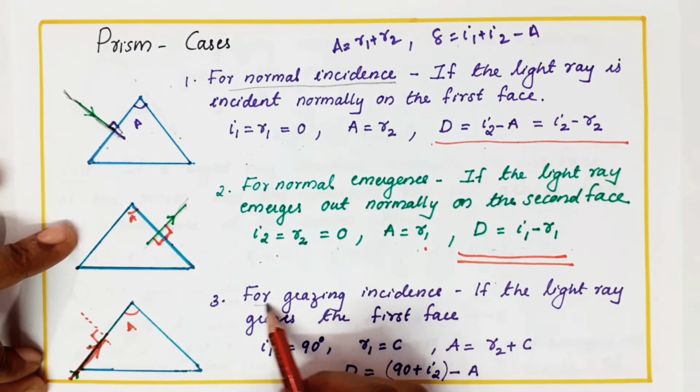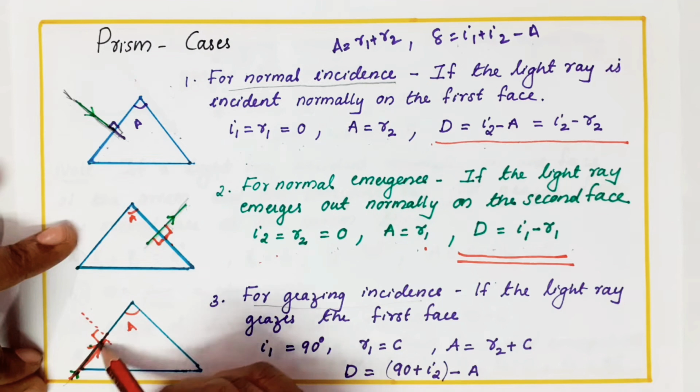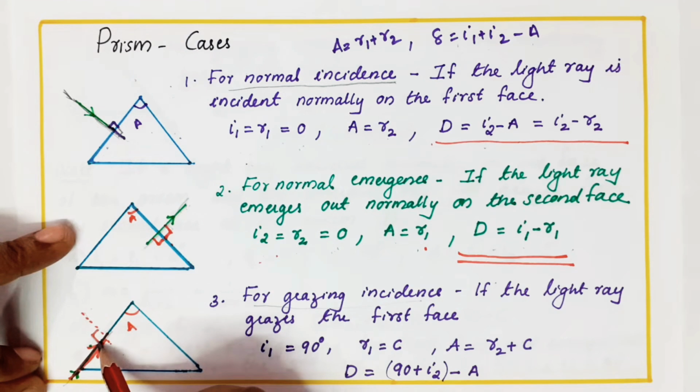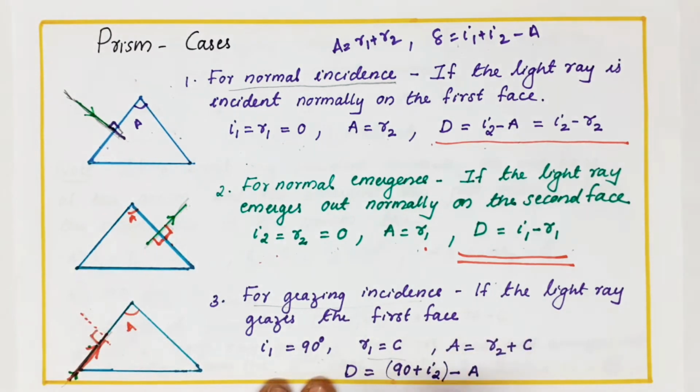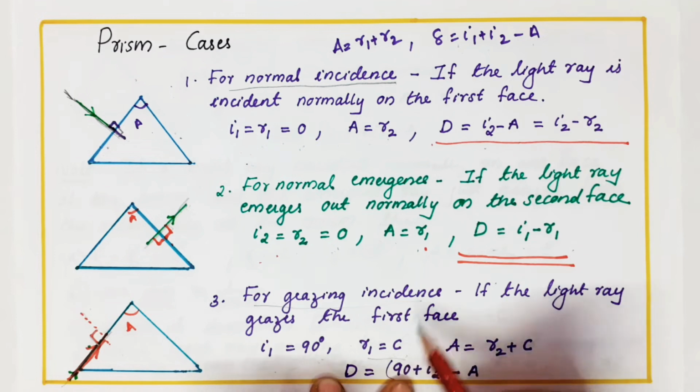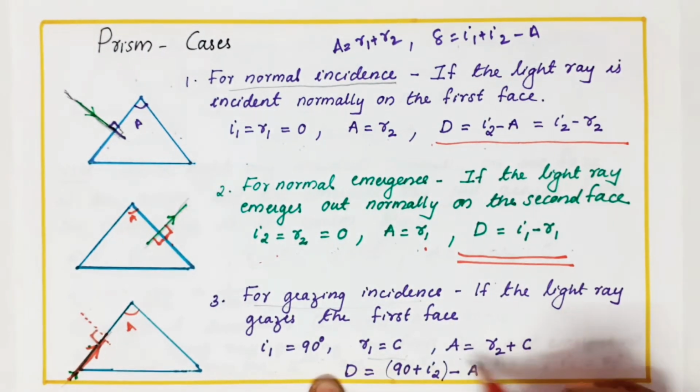Third case is called grazing incidence. It means the light ray is grazing along the surface. If you draw a normal here, the angle of incidence is 90 degrees. If the angle of incidence is 90, the angle of refraction should be the critical angle. It's a very important condition. So if I1 equals 90 degrees, R1 equals C, the critical angle. If R1 equals C, A will come as R2 plus C.